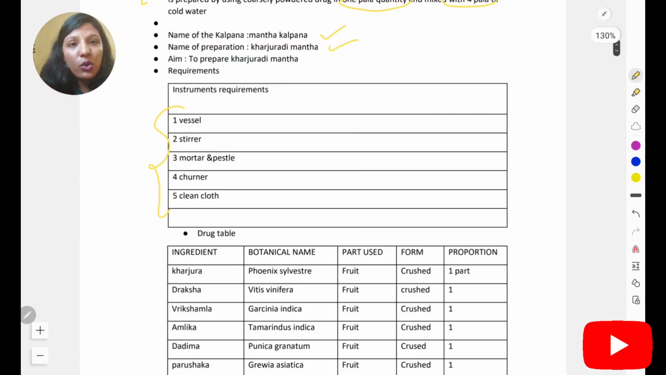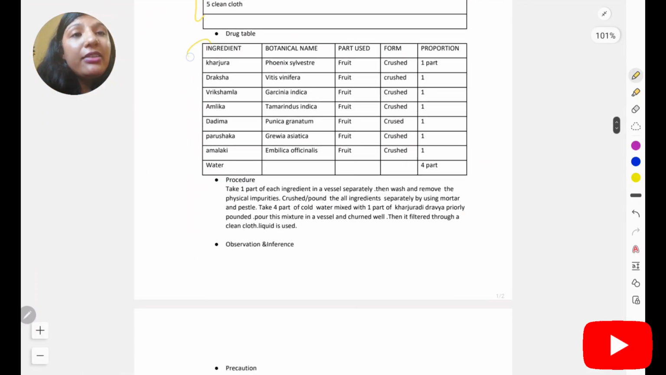these are the instruments we should know, and we are using in that particular formulation. And again, the drug table is very important: ingredient, botanical name, part used, form and proportion. Then again the procedure is divided into 3 parts, and the first part in procedure we have to take all this drug from the authentic source, wash them, clean them and dry them for use. Then we have to take 1:4 ratio, and then we have to make this manda formulation.